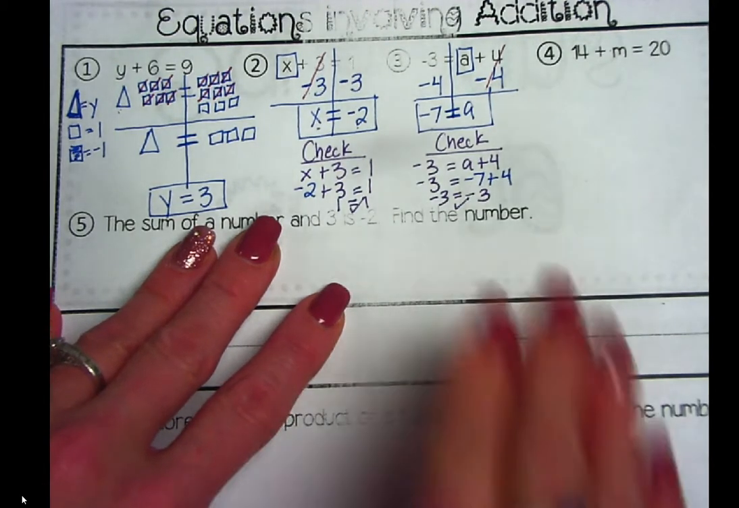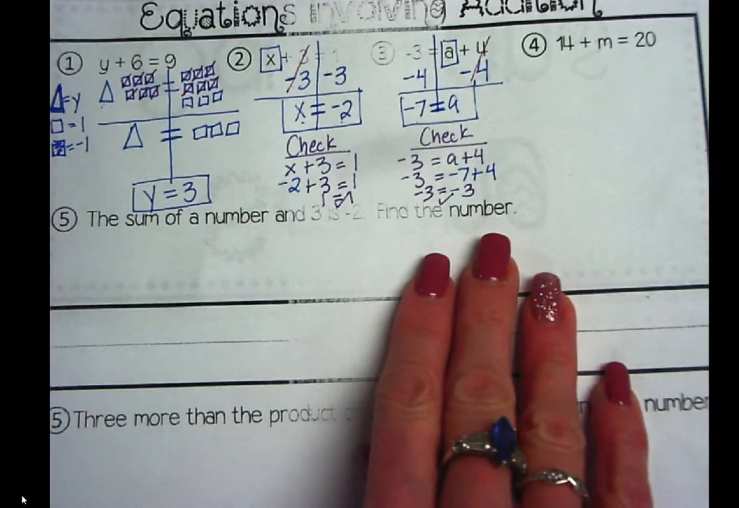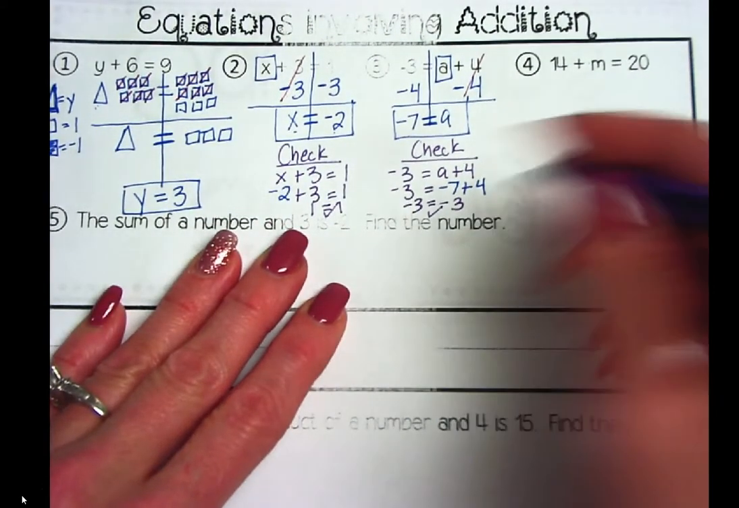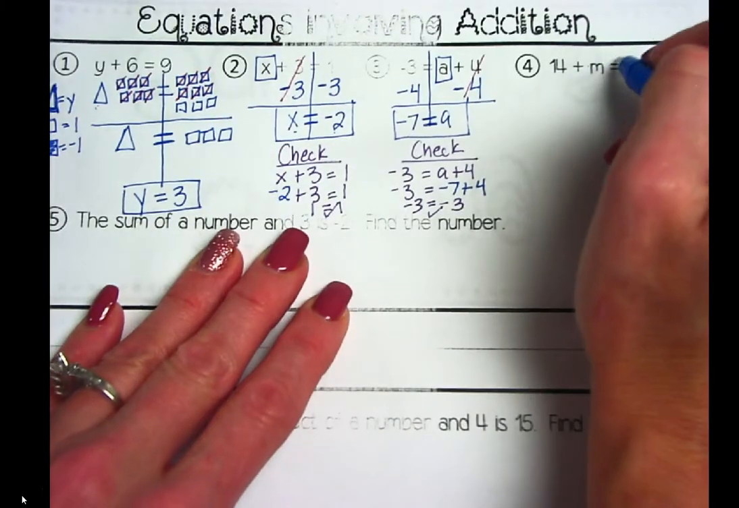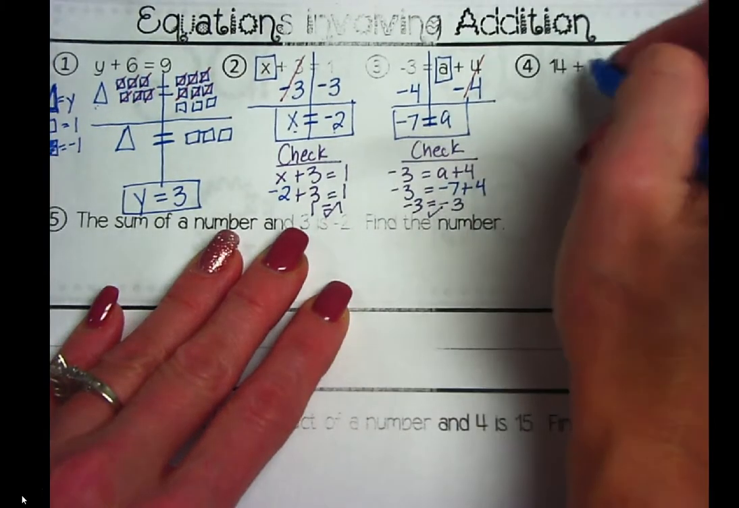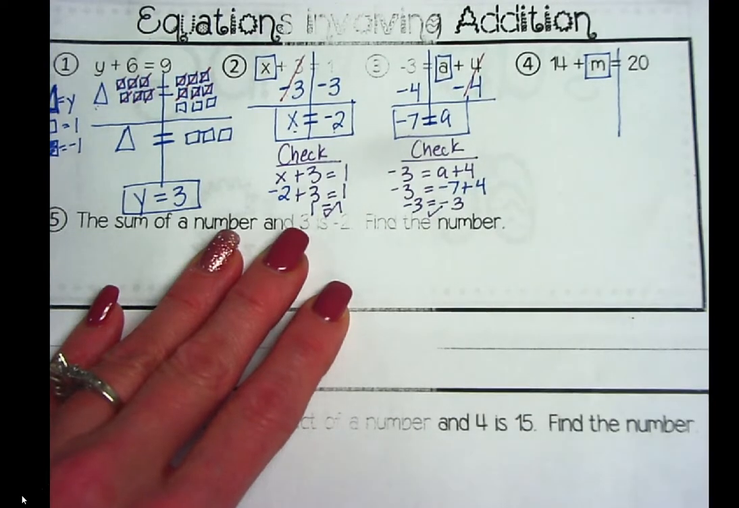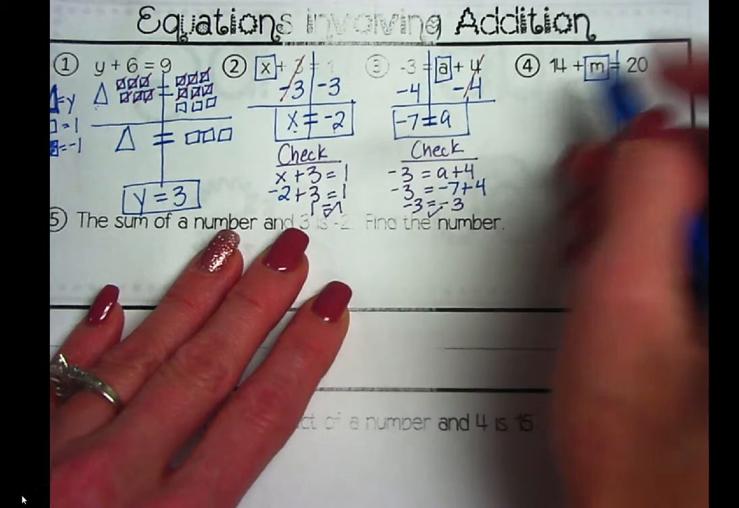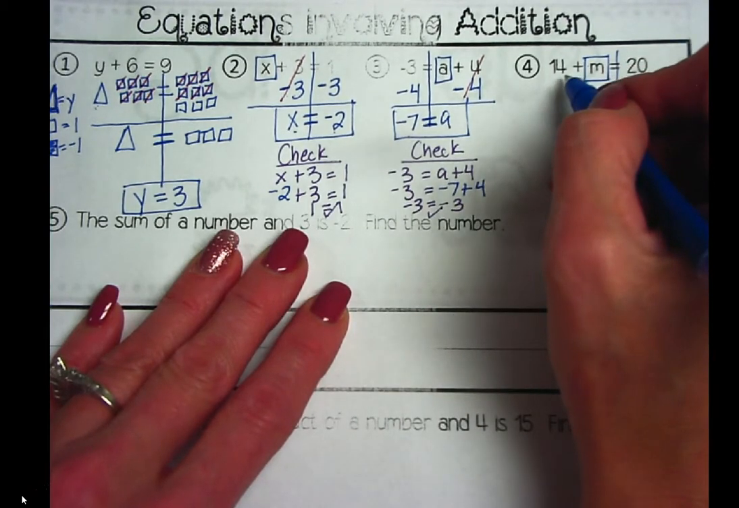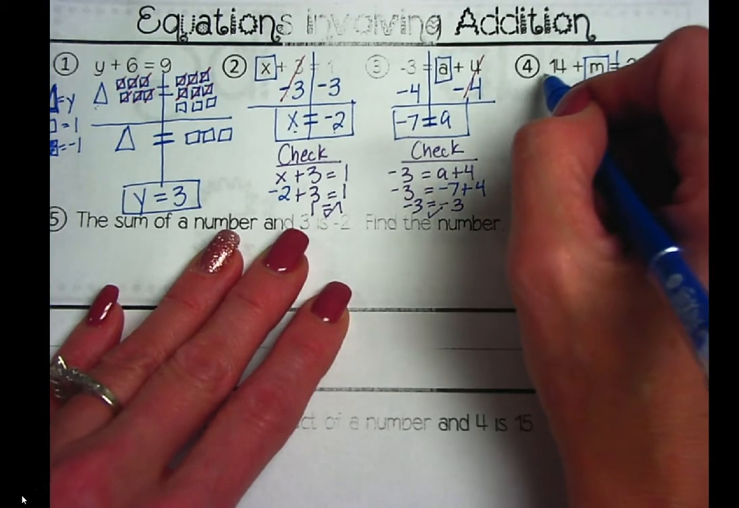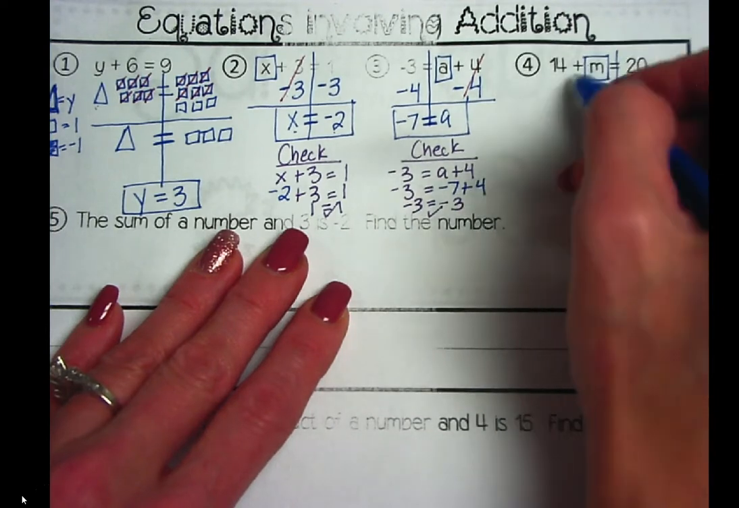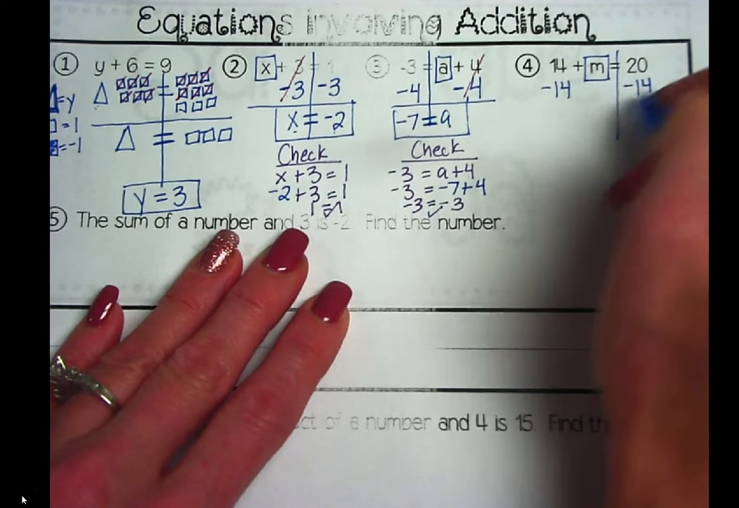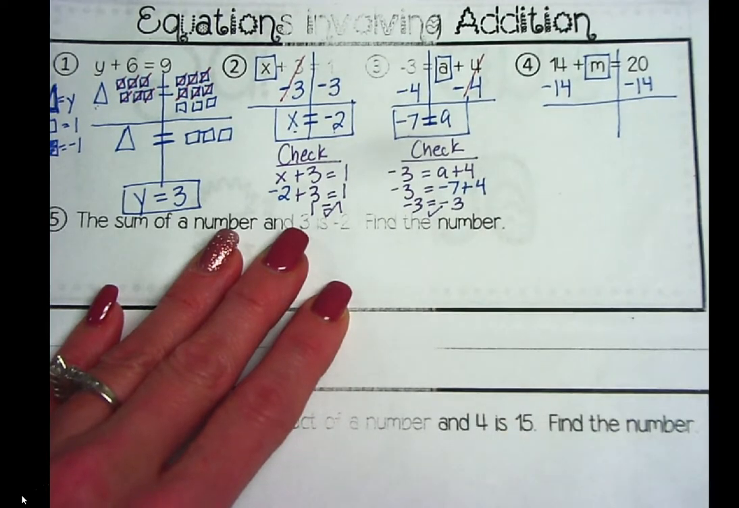All right, let's do one more addition. This last one, I have my variable on my left again, like the first one. I'm going to draw my line, and I'm going to show what I'm trying to get rid of, my variable. And I have 14 plus m is equal to 20. So what I'm going to do here, I'm going to get rid of this positive 14. It's a positive 14 here. So to get rid of a positive, I'm going to subtract 14 from both sides to keep it balanced.